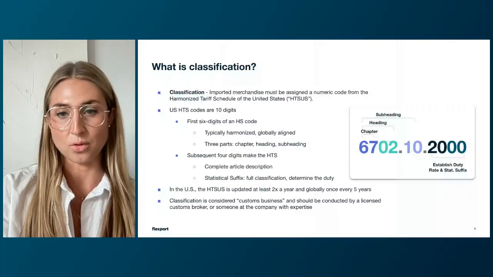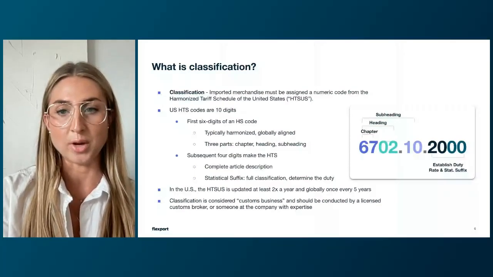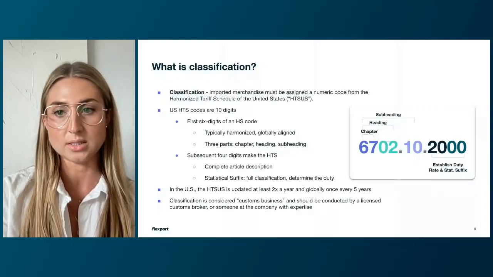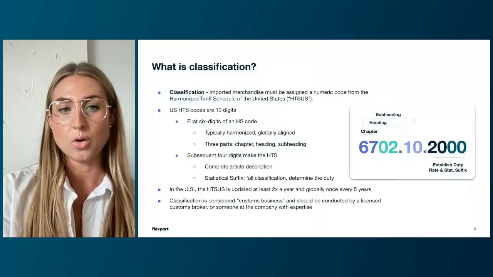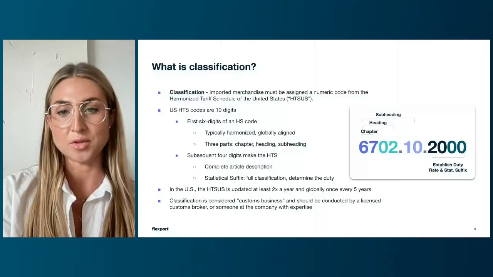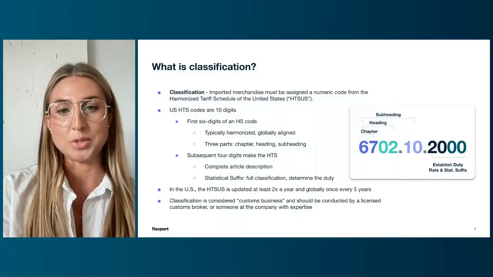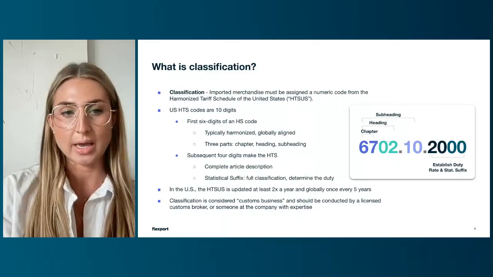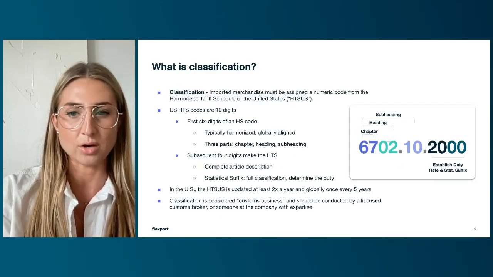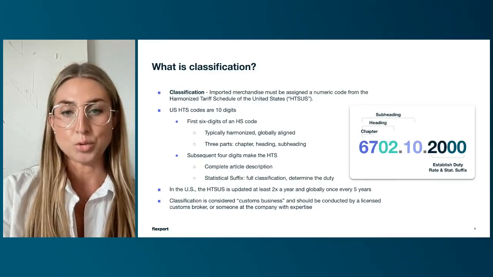Classification in its simplest form is the act of assigning a numeric HTS code from the Harmonized Tariff Schedule of the United States, or the HTS US, to a product for the purpose of importation. US HTS codes are 10 digits, and you can see a little anatomical graphic on the right-hand side of this slide that will show you this.